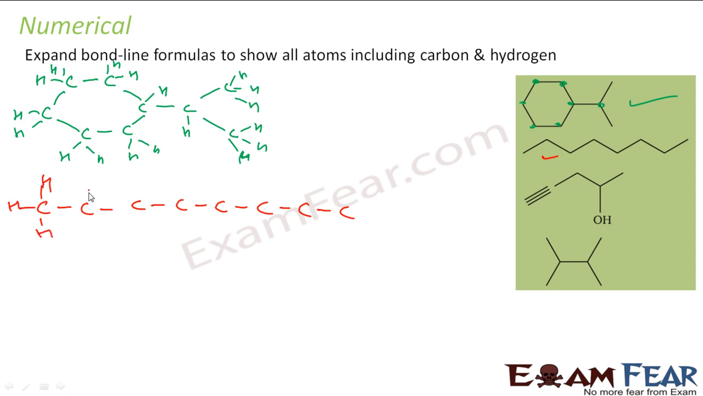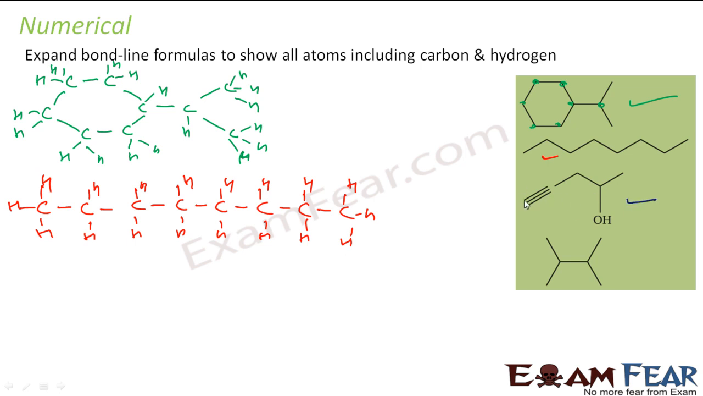This carbon has 2 bonds. Let me add 2 hydrogens to make it 4. 2 bonds, 2 more hydrogens to make it 4. 2 bonds, 2 more bonds to make it 4 bonds. 2 bonds, 2 more bonds to make it 4 bonds. 2 bonds, 2 more bonds to make it 4 bonds. 2 bonds, 2 more bonds to make it 4 bonds. Only 1 bond, so 3 more bonds to make it 4. Correct. Let's take the third one, the blue.